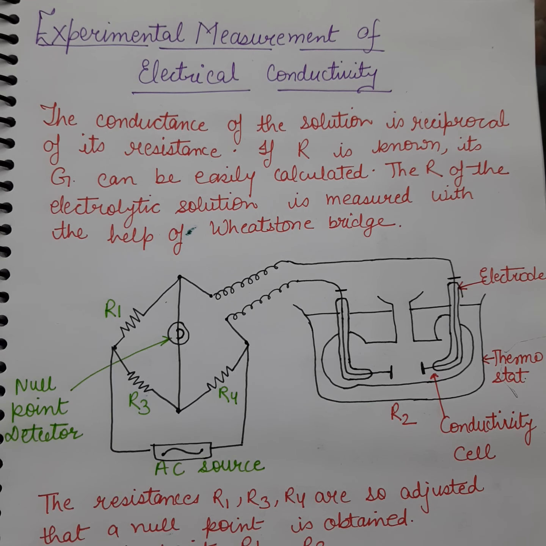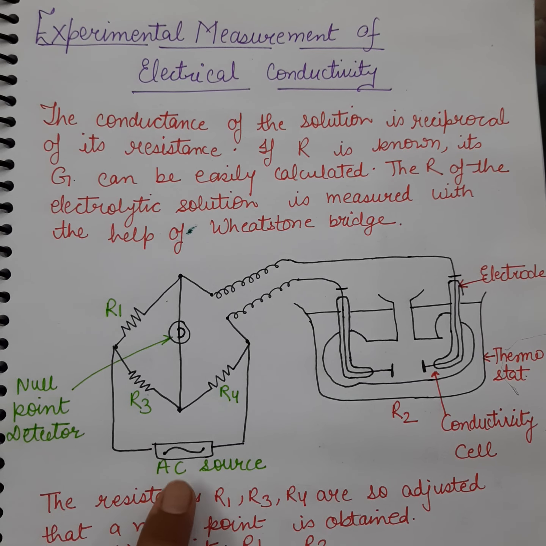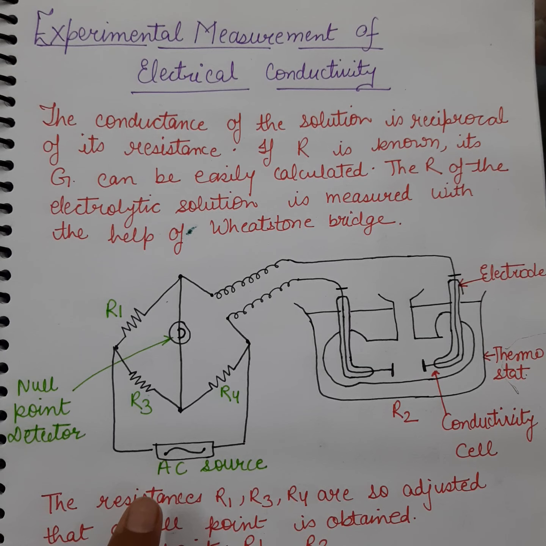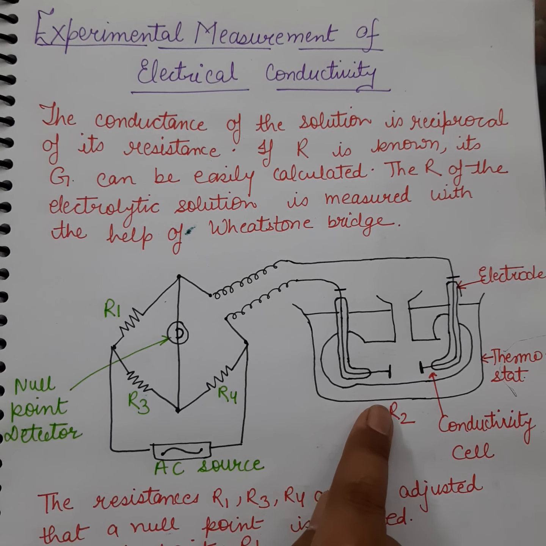Firstly, when we pass the DC current, it changes the composition of the solution. And secondly, a solution cannot be connected directly to the bridge. Okay, so the first difficulty, that is providing the DC current, we are going to solve by providing the AC source. And the second problem is solved by using a specially designed conductivity cell.